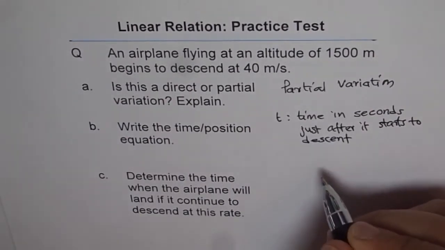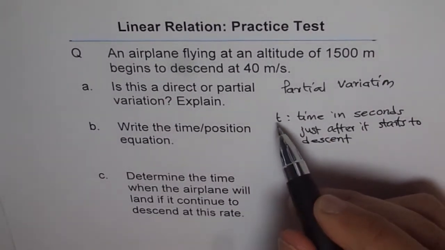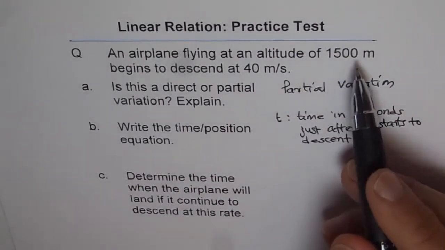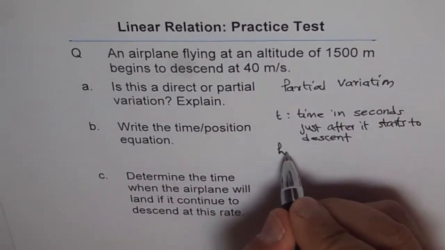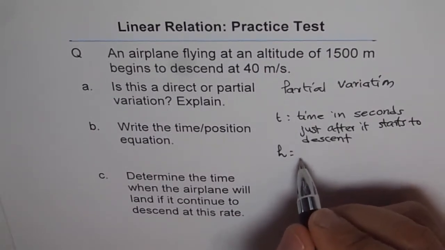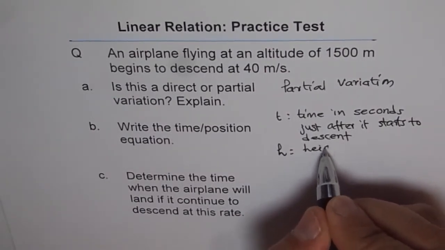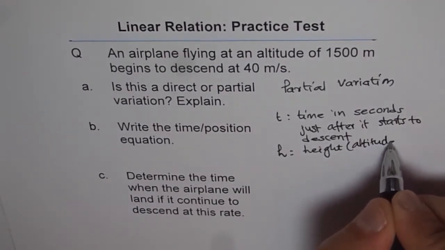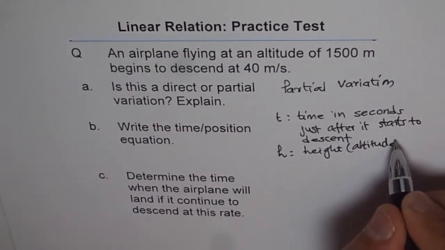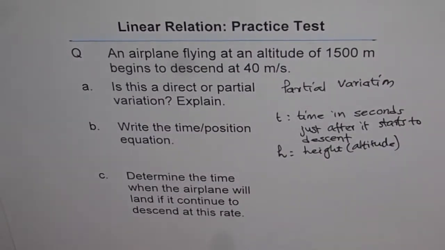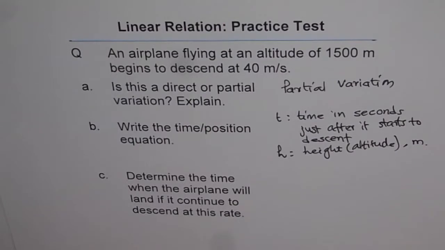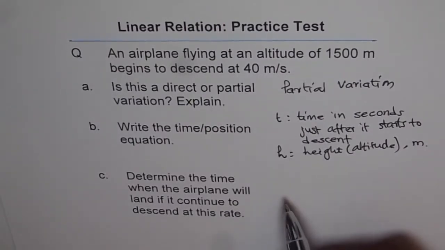So that is the independent variable, and as the plane starts descending, what happens is altitude or height decreases. So we can have the variable h as height or altitude of the plane, right? Which will be in meters, correct? So these are our variables, and based on these variables we can write down the equation now.